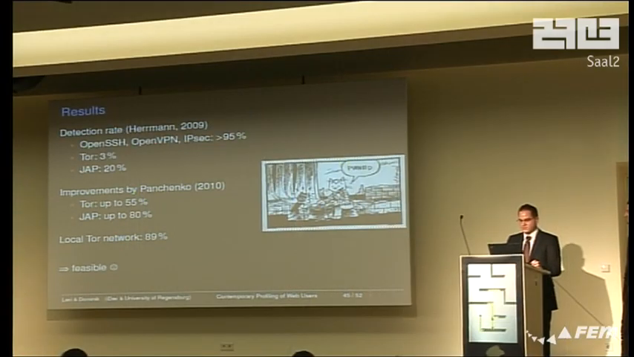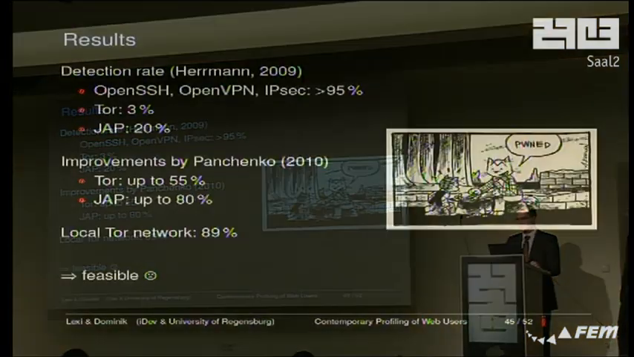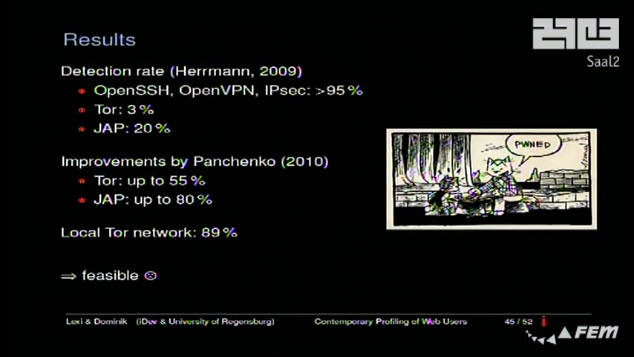We started out in 2009 with that, and for single hop proxies like OpenSSH tunnels, OpenVPN, and so on, this works really well. About 95% of those 775 websites could be identified. For Tor, it didn't work too well. It was about 3%, not worth talking about. For JAP, or JonDonym, the anonymizer, it was not too bad, about 20%, already a risk, maybe.